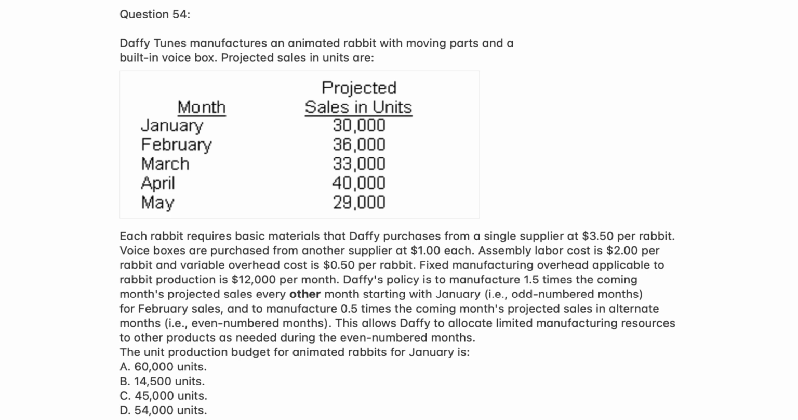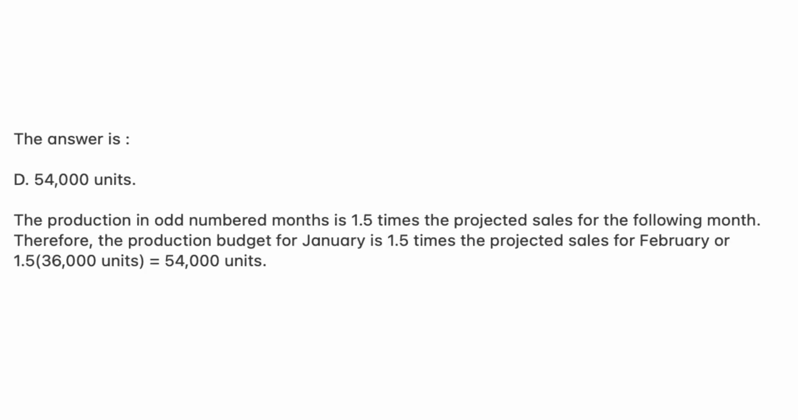Daffy's policy is to manufacture 1.5 times the coming month's projected sales every other month starting with January, i.e., odd-numbered months, for February sales, and to manufacture 0.5 times the coming month's projected sales in alternate months, i.e., even-numbered months. This allows Daffy to allocate limited manufacturing resources to other products as needed during the even-numbered months. The unit production budget for animated rabbits for January is A. 60,000 units, B. 14,500 units, C. 45,000 units, D. 54,000 units. The answer is D. 54,000 units.